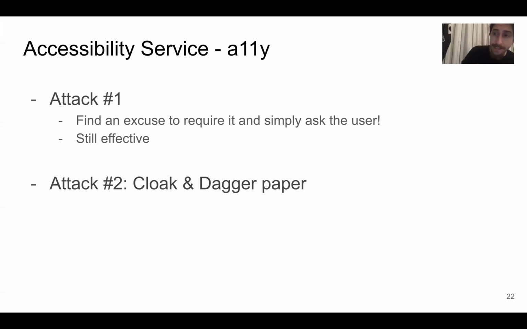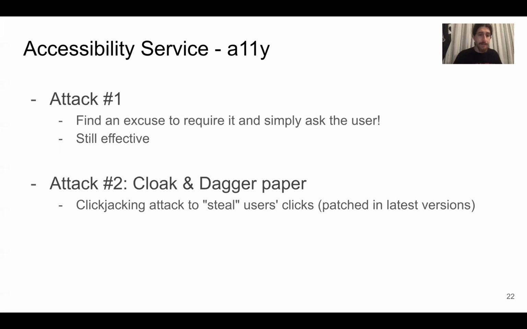The second attack is from one of my old papers, Cloak and Dagger. Basically, in this paper, we found several ways to actually get access to the accessibility service. And one of these attacks was clickjacking. The idea is that you convince the user to click somewhere, but this click is not going to the button the user is seeing; it is going to what is below, and below maybe there was the OK button to enable an accessibility service, and bam, we win. The malicious app actually has the accessibility service, okay?